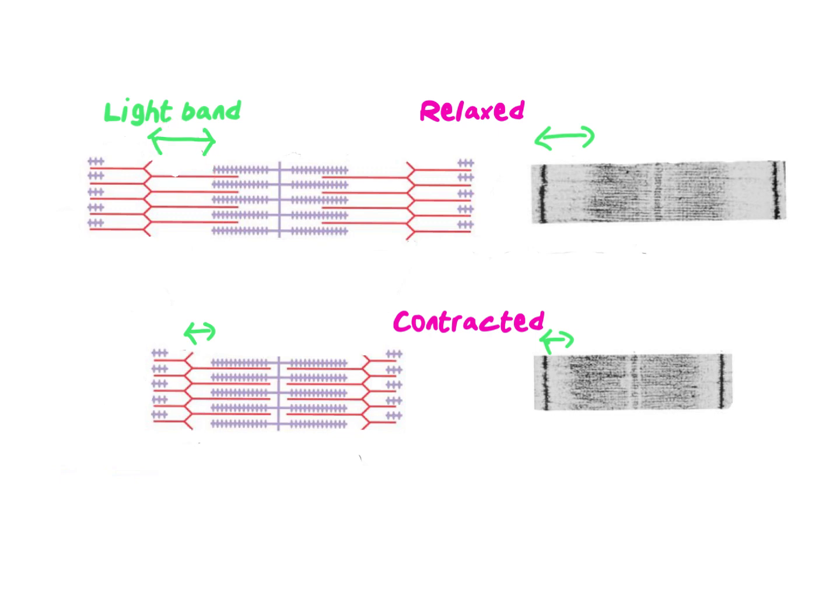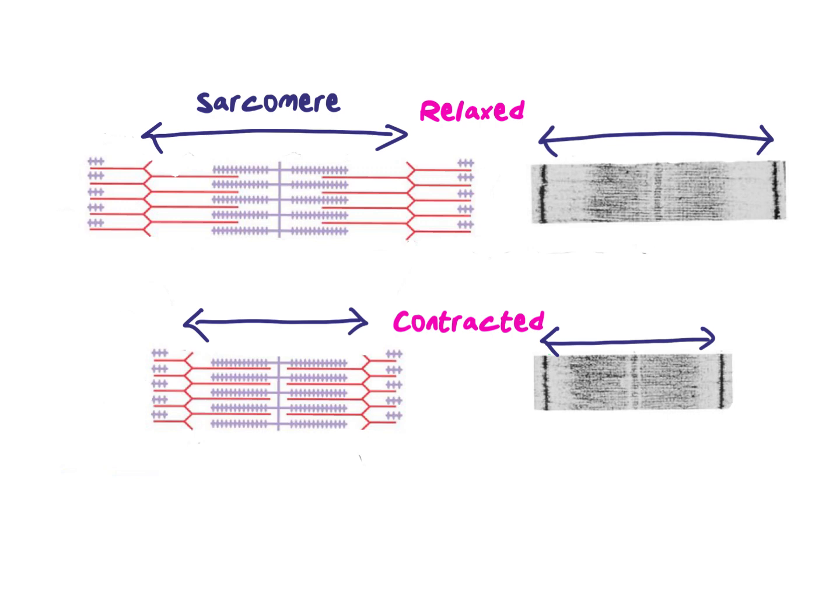As we move from the relaxed state to the contracted state, we see a reduction in the length of the light band, and we can see that from the actual image here of the muscle, it decreases in length. Now the total length, the sarcomere in the relaxed state decreases as it moves to the contracted state. Okay, so the sarcomere reduces in length. So the distance between Z line and Z line reduces in length.